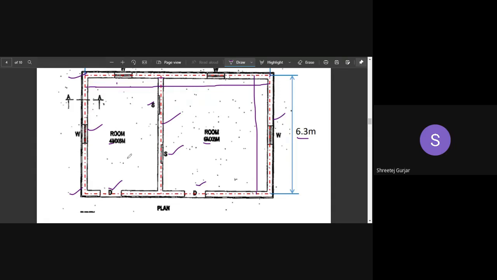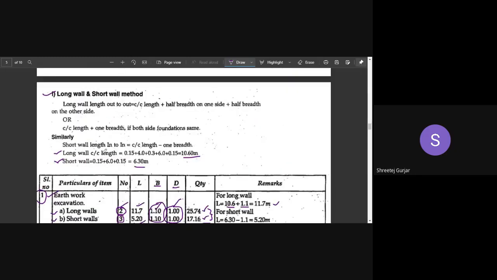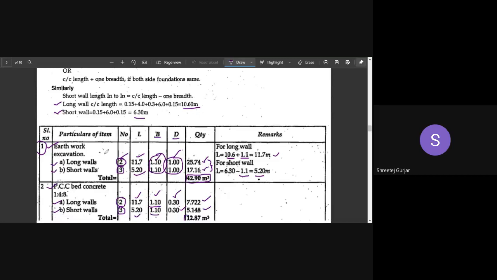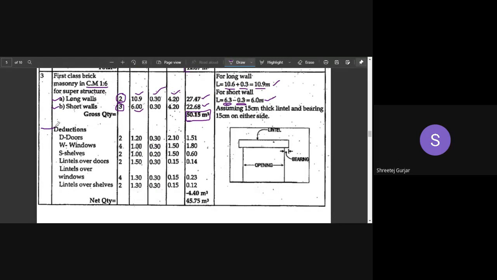The amount of brickwork we have to deduct is found by counting the number of doors and their sizes. So coming to your deductions, we will first calculate the deductions for doors. Deduction for doors.